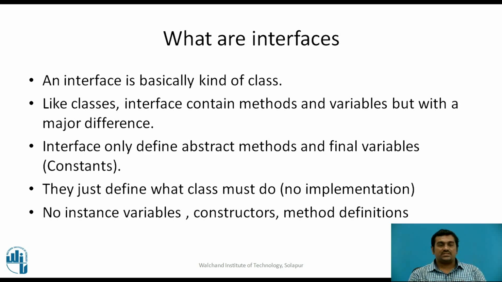Similar to classes, an interface will also have these kinds of features, that is instance variables and methods, but there is a major difference. Now what is that difference? Interfaces only define abstract methods and final variables, which are also called constants. They just define what a class must do, and there is no implementation at all. There are no instance variables, no constructors, no method definitions at all.